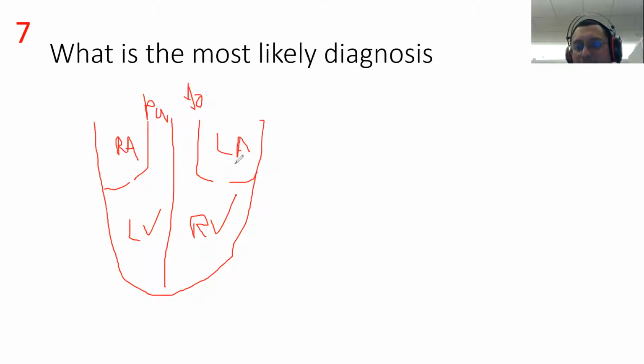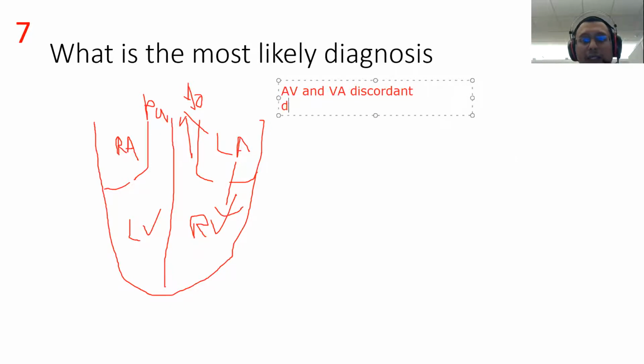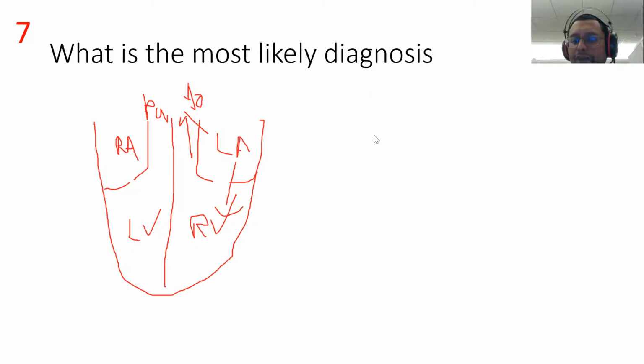However, if you notice now, LA is wrongly connected to RV, and RV is wrongly connected to the aorta. So you have double discordance. This is discordant, and this is also discordant. So you have AV and VA discordance. This is called transposition of great arteries. Okay, so far clear? CCTGA, sorry, my mistake. So this is CCTGA or LTGA. Understand or not? Okay.